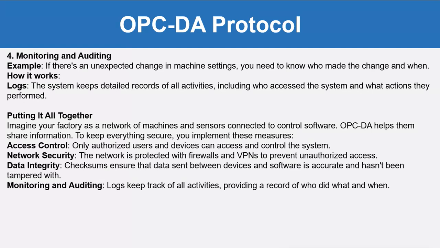So if we put all these things together, imagine your factory as a network of machines and sensors connected to control software. OPC-DA helps them share information. To keep everything secure, you implement these measures. Access control means only authorized users and devices can access and control the system. Network security means the network is protected with firewalls and VPNs to prevent unauthorized access. Data integrity means checksums ensure the data sent between devices and software is accurate and hasn't been tampered with. Monitoring and auditing means logs keep track of all activities, providing a record of who did what and when.